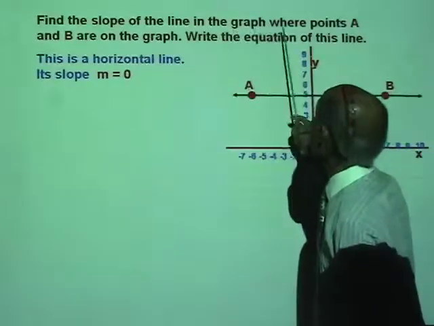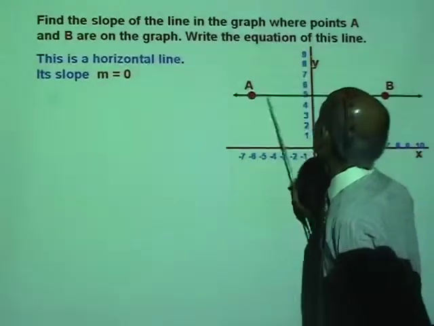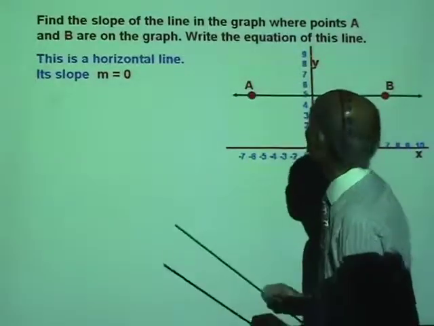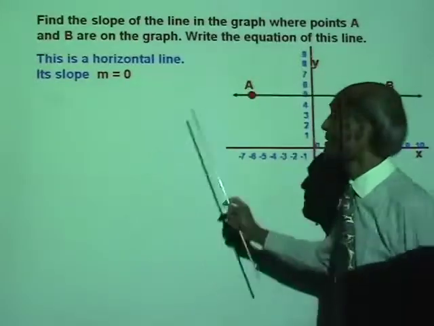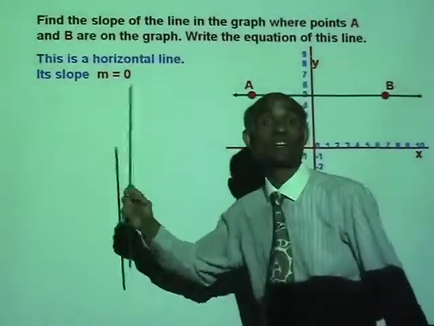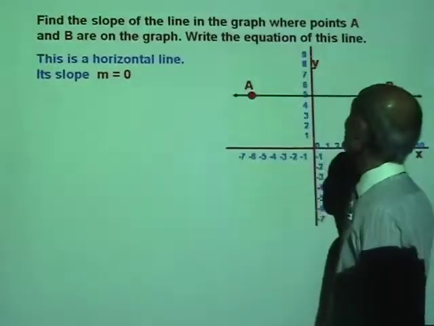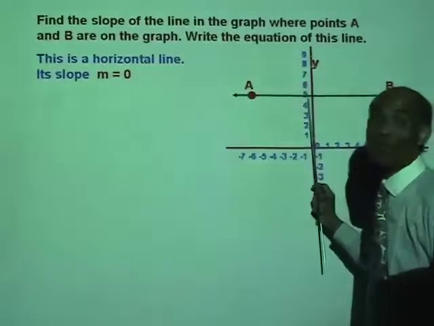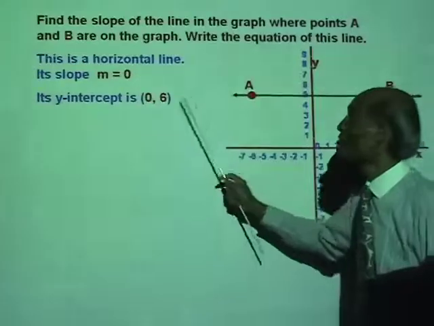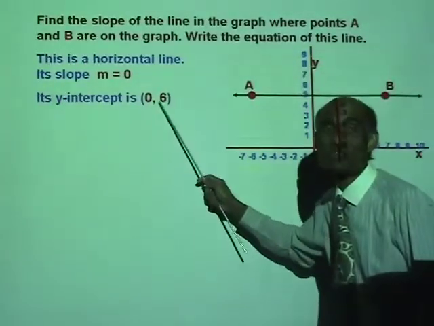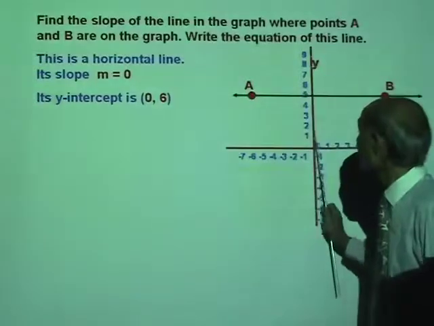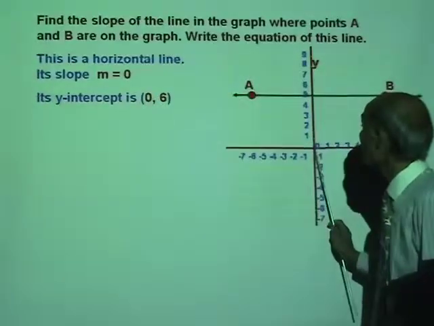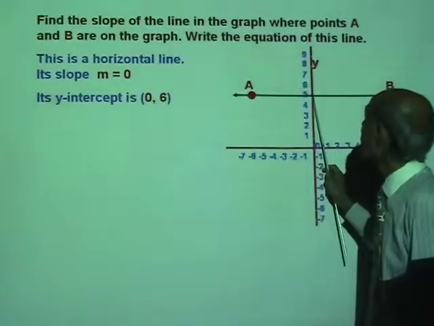Find the slope of the line that has points A and B on it and write the equation of this line. Well, you know that the slope of a horizontal line is 0. And what is the equation of this line? This is a horizontal line that cuts the y-axis at y equal to 5. Its y-intercept, the point where the graph cuts the y-axis, is where x equal to 0.